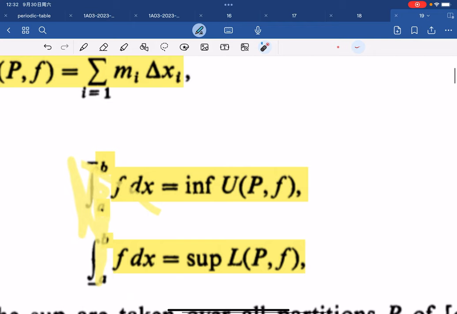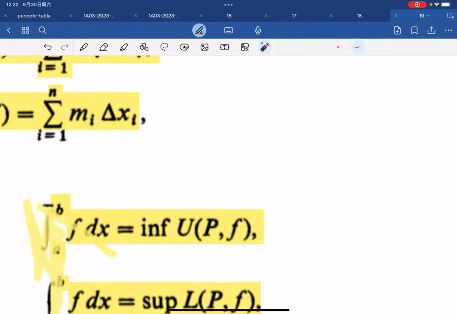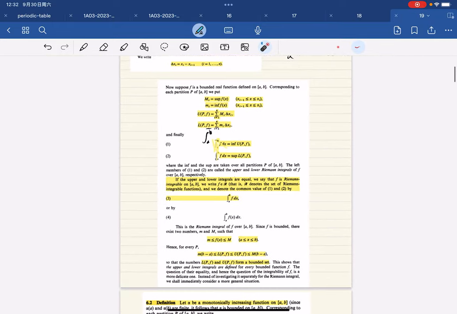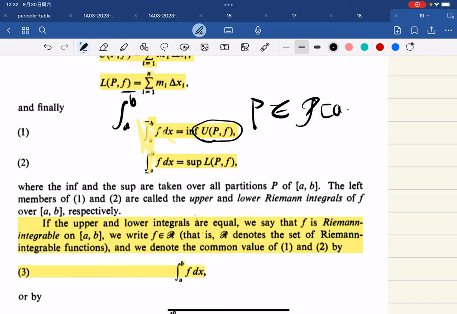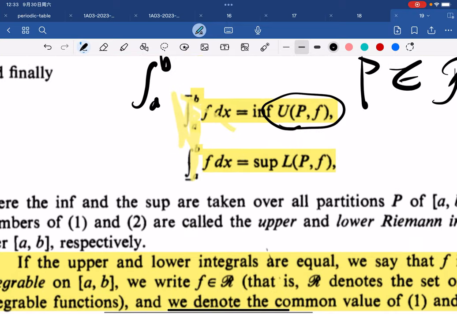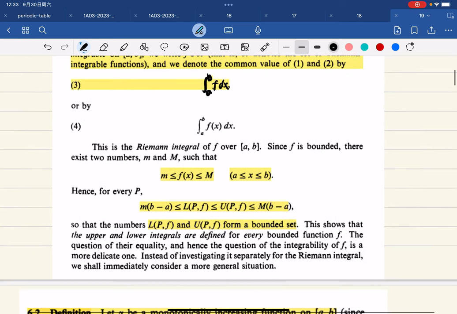And you might ask, the infimum of the set of what? The set of all upper sums, what does that mean? It means the set over all partitions P of the interval [a, b]. So for any P, for all the partitions. If they both exist and they are equal to each other, we define their common value to be the integral from a to b of f dx.